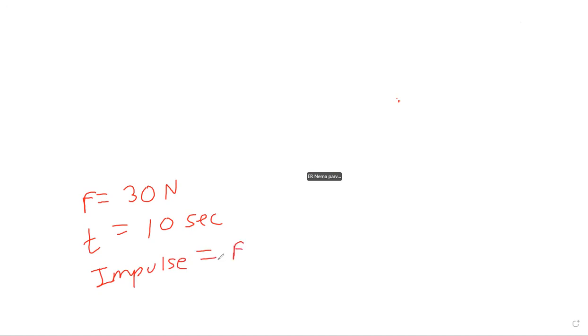Now second, what is given to you? Force is given, 30 Newton. Time is given, 10 seconds. And now they are asking for impulse. What is the formula of impulse? Force times time. It's 300. Correct. It's an easy one. What will be the unit? It's multiplied, so it's Newton second.